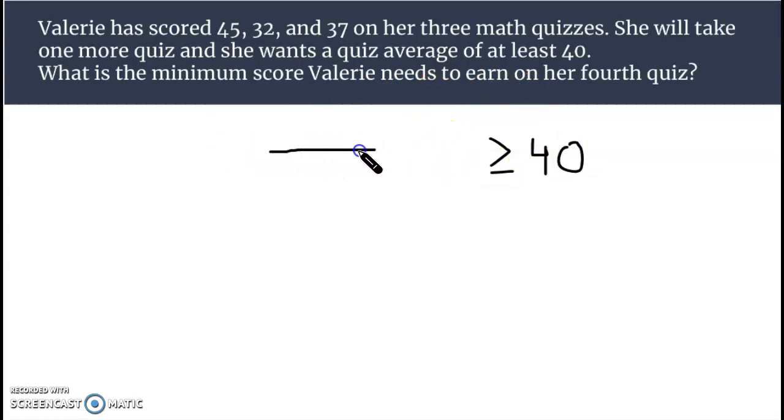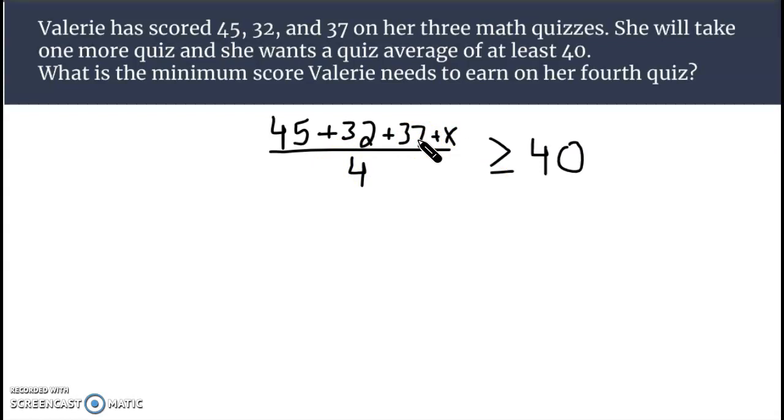When you find an average, you add up the 4 things together. Here's the first quiz. Here's the second quiz. Here's the third quiz. And then let's use X for that fourth quiz she has yet to take. When you find the average or the mean of any set of data, you add up the set of data and divide by the number of numbers, which is what we did here. 4 items, 1, 2, 3, 4, divided by 4. We're going to solve for X then to answer this question.